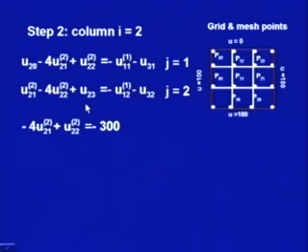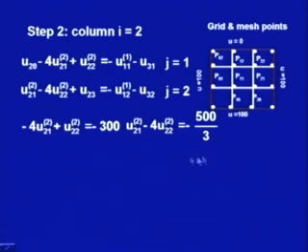Then U23 is this point which is 0 and U32 is 100. So minus 100. U12 at stage 1 we had already got minus 200 by 3. So minus 200 by 3 minus 100 we would get minus 500 by 3. So my second equation gives me U21 minus 4U22 is equal to minus 500 by 3. Since there are two internal mesh points only, we will get two equations in two unknowns. So this first equation, the second equation, two unknowns.